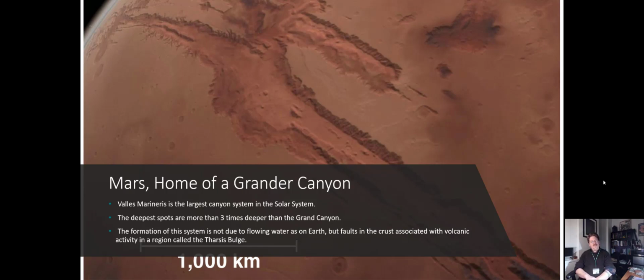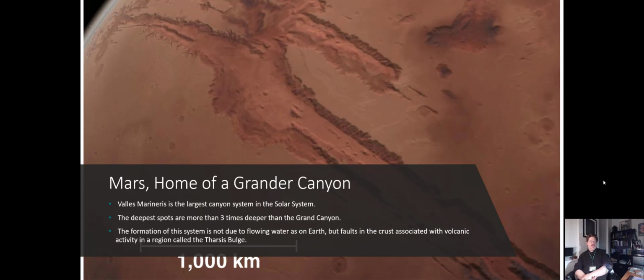Vallis Marineris is a huge canyon on the Martian surface. If you were to place it on the Earth, it would run from California to the eastern seaboard. It is gigantic. It is ginormous. At the deepest parts, it is around 20 kilometers in depth. So it's about 3 times as deep as the Grand Canyon.